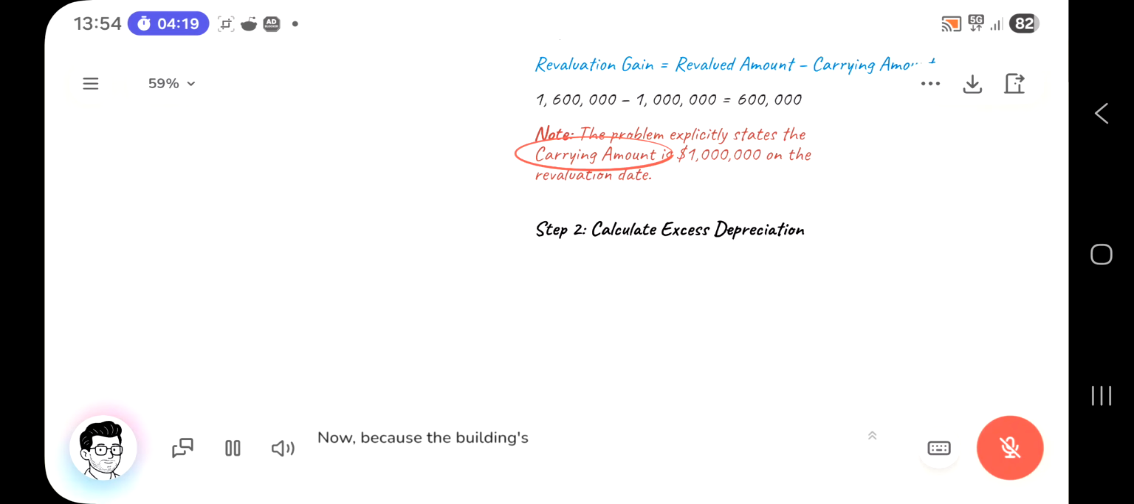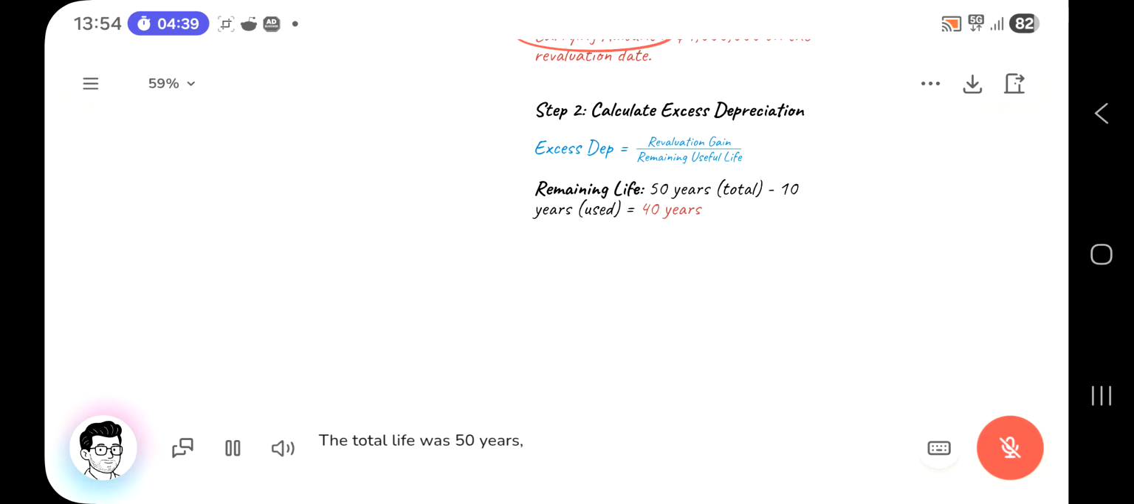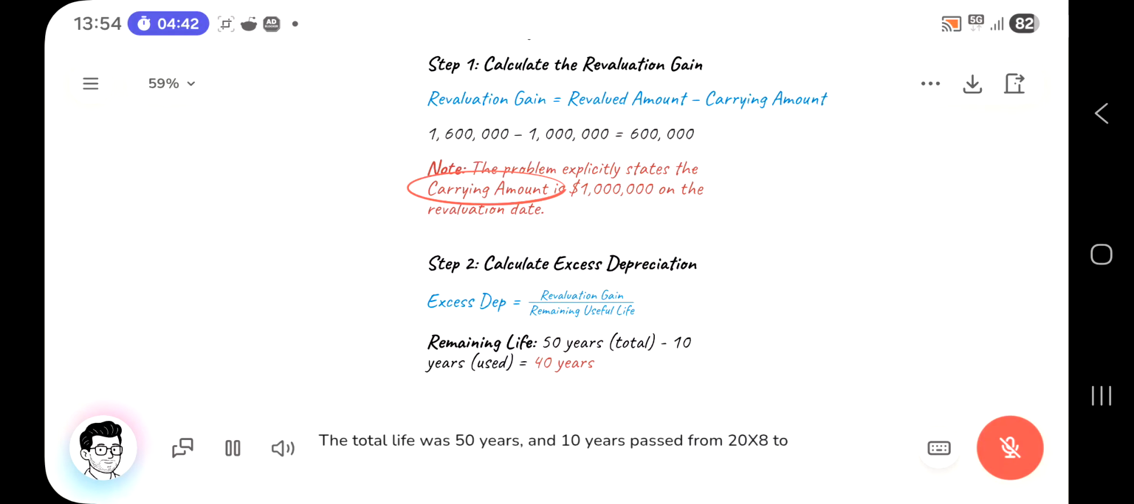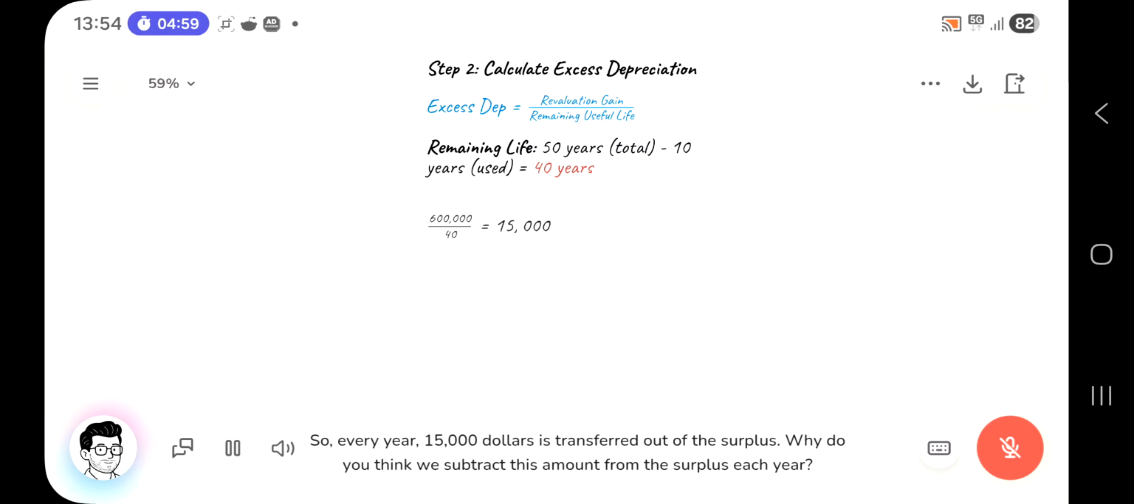Now, because the building's value went up, the depreciation expense will also go up. We need to find that extra bit called excess depreciation. We know the gain is $600,000 from our first step. The total life was 50 years, and 10 years passed from 20X8 to 20Y8, leaving us with 40 years. So every year, $15,000 is transferred out of the surplus. Why do you think we subtract this amount from the surplus each year?